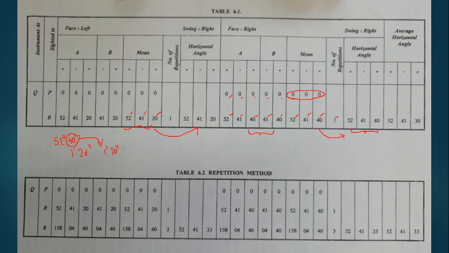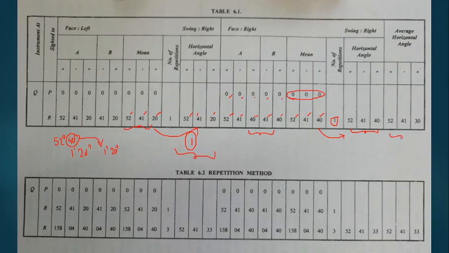And number of repetitions is a completely different topic. In the repetition method you will come across this in detail. So here we have two readings, one horizontal reading, let us say I will write one is this one, 52 degrees 41 minutes and 20 seconds.